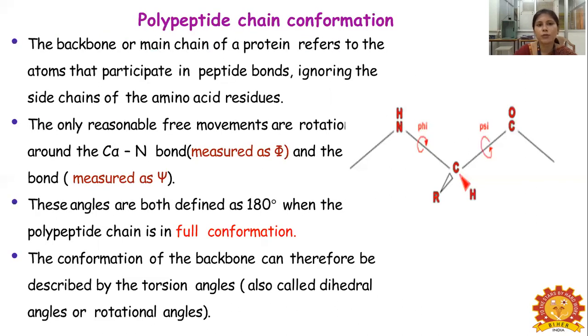Now we can see the polypeptide chain conformation, how it will be. The backbone or main chain of a protein refers to the atoms that participate in the peptide bond, ignoring the side chain of the amino acid. There is only reasonably free rotation around the C alpha-N bond, which is measured as phi, and the other bond is measured as psi. Both angles are defined as 180 degrees when the polypeptide chain is in full extended conformation. So the conformation of the backbone can be described by the torsion angles, also called the dihedral angles or rotational angles.